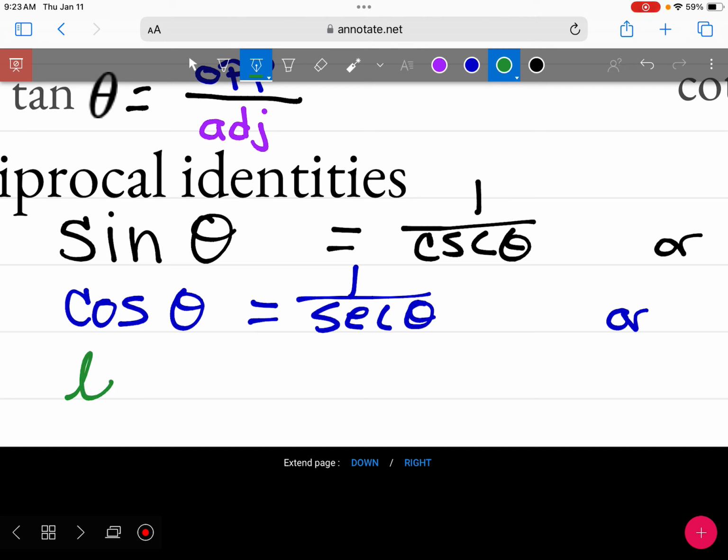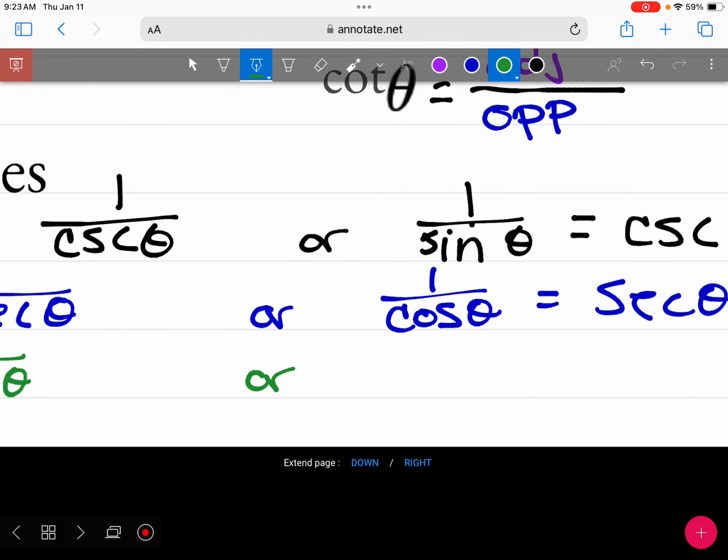And our last one is that tangent theta is the reciprocal of cotangent theta. 1 over cotangent is this, I totally just did that backwards because I wrote the exact same thing. There we go. 1 over tangent is the same thing as cotangent.